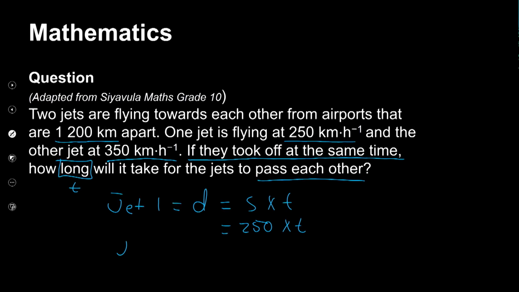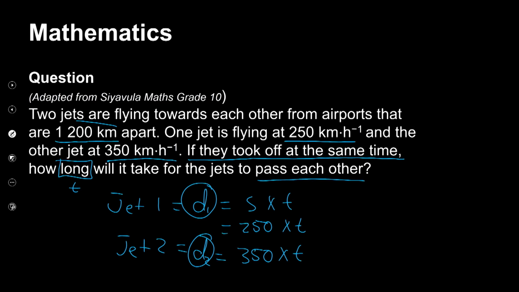And then for jet 2, I will have D is equal to, again, speed multiplied by time. So that becomes 350 multiplied by the time, right? But what do I know? I know that D1 plus D2, let me call this D1, that D2, must give me 1,200, right? So that's what I know.